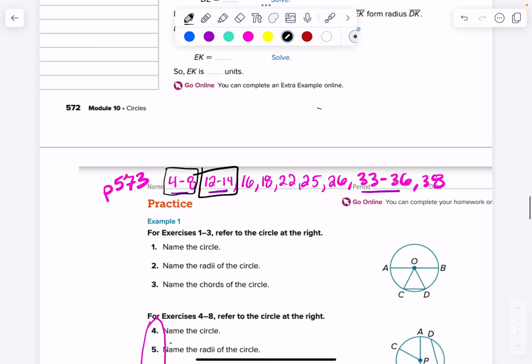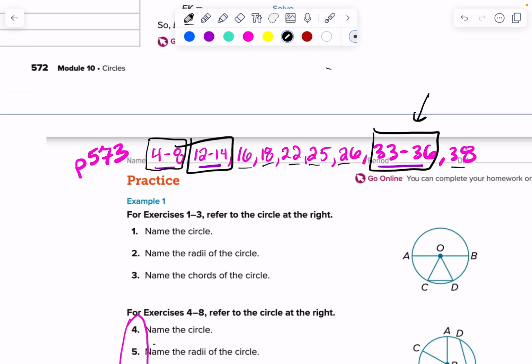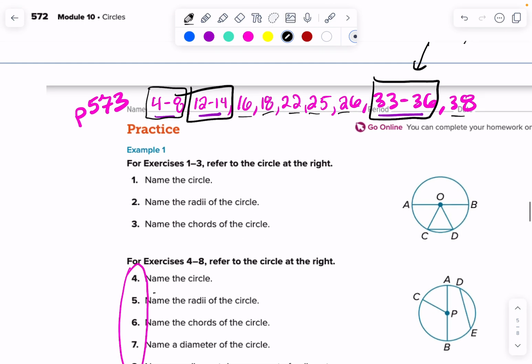These 3 little chunks are all ranges. Otherwise, these are just individual questions. So 4 through 8 all, 12 through 14 all, and then 33 through 36 all is those problems. So it looks like a little bit longer than what we're normally used to, but the problems don't take terribly long. Okay, there you go.